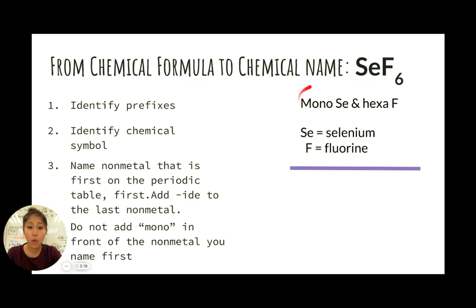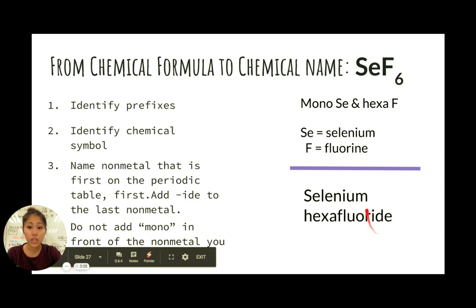We know that there's only one Se in this case, and it's the first one that we name, so we don't include this mono. And so our final chemical name becomes selenium hexafluoride. Remember to always change the suffix of the second nonmetal that you name to an "ide."